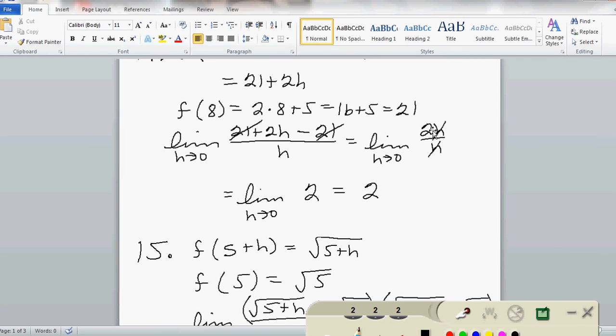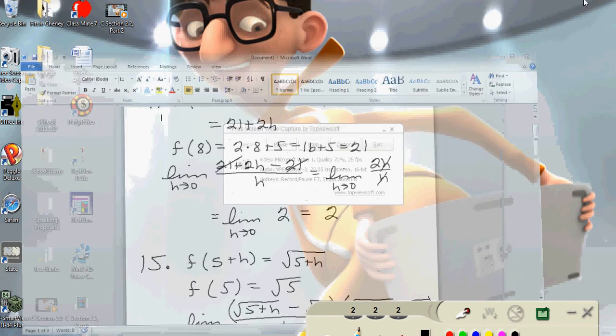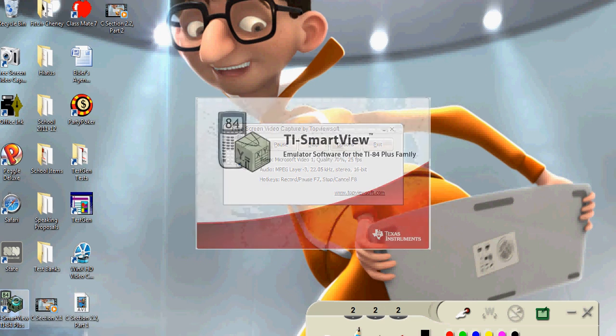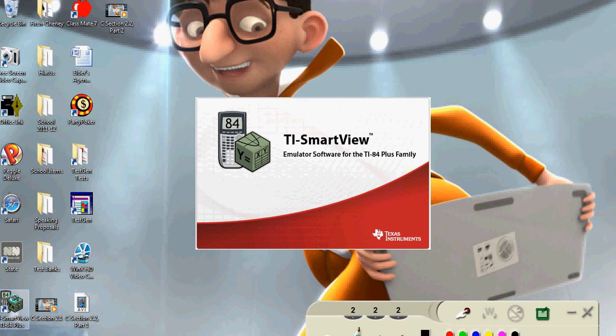Now, the final example that we're going to look at, at least in this video, and then we will eventually be able to get to the rest, does actually require us to use the graphing calculator. So I will be pulling this up.